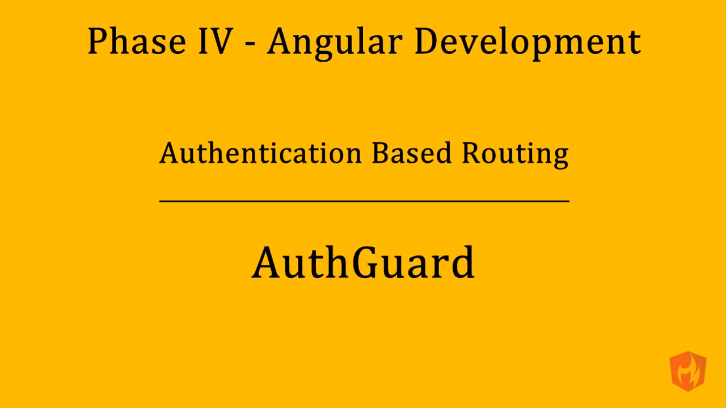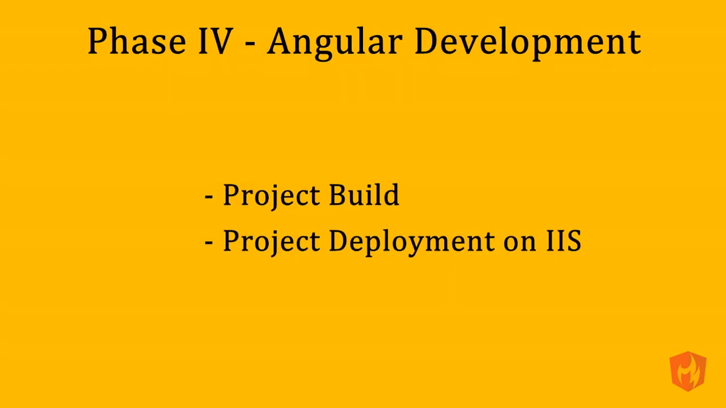Then we'll also look into authentication based routing using AuthGuard. It means different users with different roles can access only specific pages of your Angular application. This is kind of important. And then finally we'll see how to build the Angular project, and we're also going to see how to deploy your Angular application on IIS. So keep watching my video.